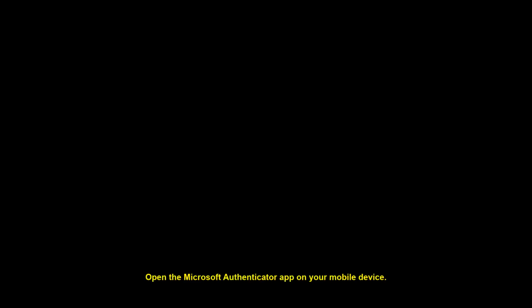Open the Microsoft Authenticator app on your mobile device. If you haven't installed it yet, download it from the Apple App Store or Google Play Store. Once the app is open, look for the Begin Setup or Add Account option. Tap on the option to start the account setup process.